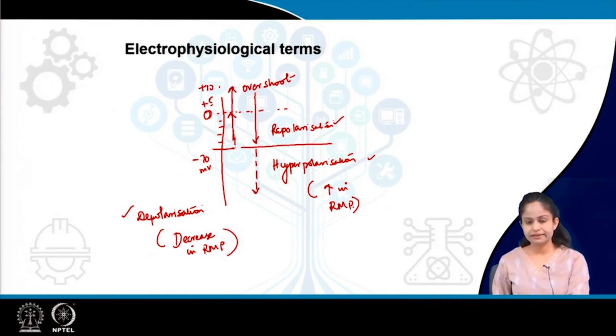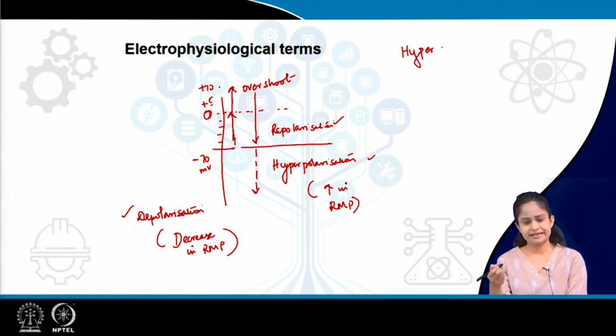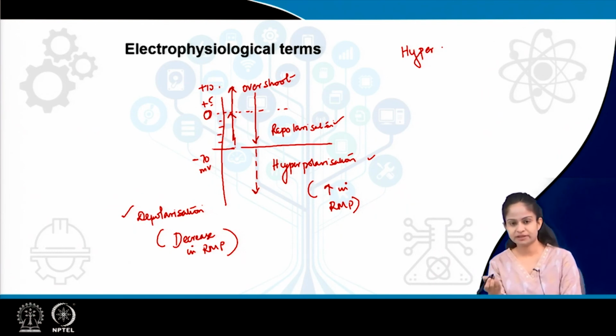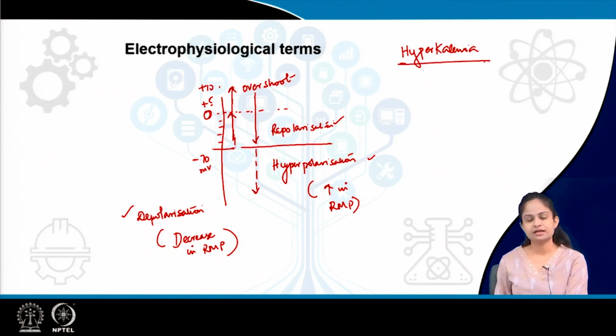Now, this is very important in case of hyperkalemia. Few conditions are there, say hyperkalemia, hypokalemia or hypercalcemia. So, these are the conditions. Often it is asked what is the state of the resting membrane potential, whether it will decrease or increase. So, hyperkalemia usually is a condition where the potassium ion concentration gets increased in the extracellular fluid.